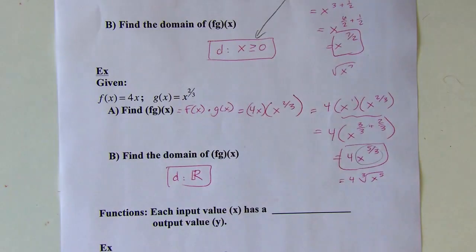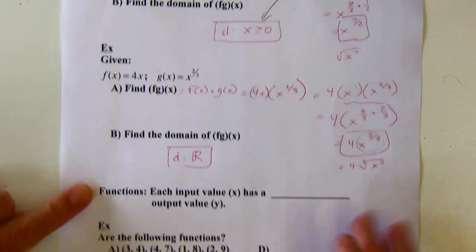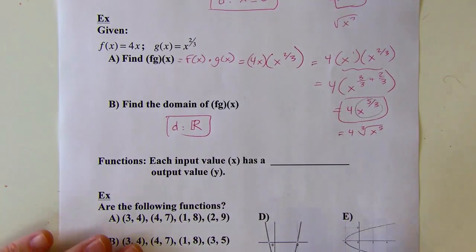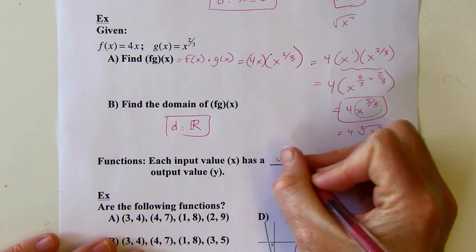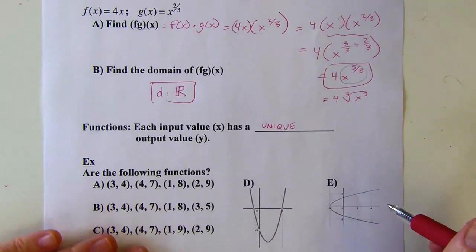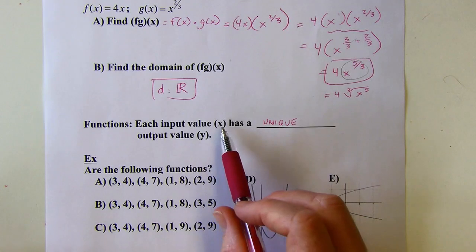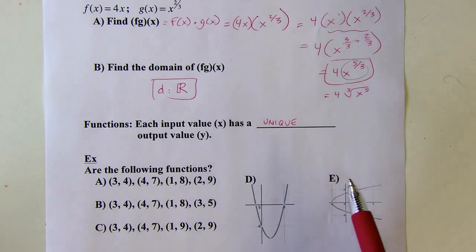Okay. All right. So next up, a function is a relation. It's a set of points where each input value, which is usually our x, is going to have a unique output value, which is usually our y's. Okay. So what that means is you can't have one x lead to two different y's.